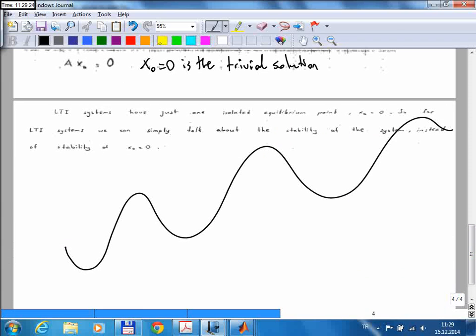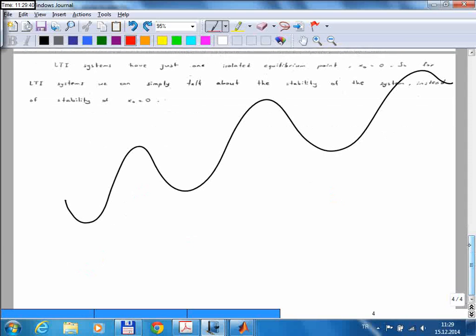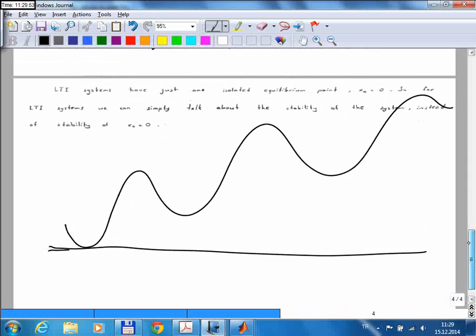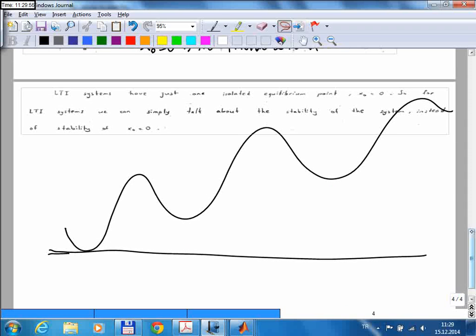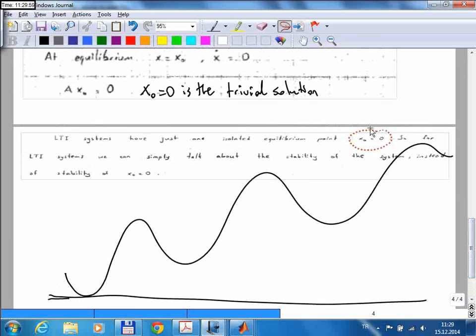Each of these is an equilibrium point, right? So this is an equilibrium point, this is another equilibrium point. So these are all equilibrium points. So you have many equilibrium points for the same system. But when you linearize this system, then you approximate this system with a line, and that line cannot have those things, right? So a line will be something like that, and for that only one isolated equilibrium point exists for all linear time invariant systems, and that point happens to be the origin of our state space. Okay?